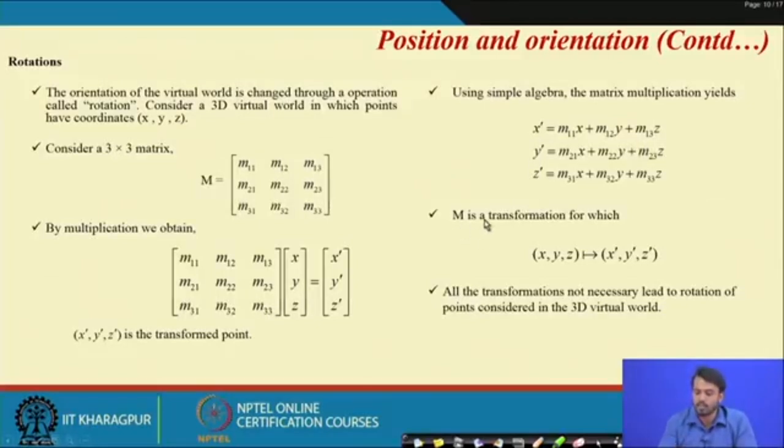So, M is a transformation by which the original coordinates of this 3D component, x, y, z, meaning points in a 3D virtual world, are transformed to x dash, y dash and z dash. Not all transformations necessarily lead to rotation of points in the 3D virtual world. So, we have to consider certain properties that must be applied to those components so that the rotation can be achieved.